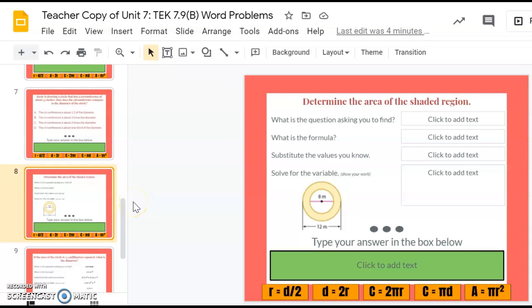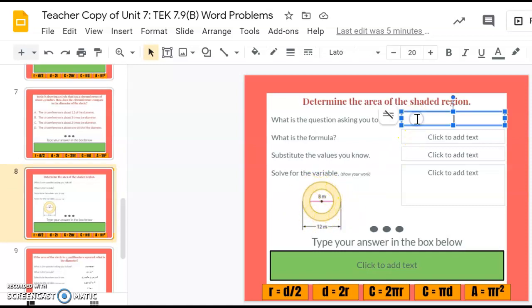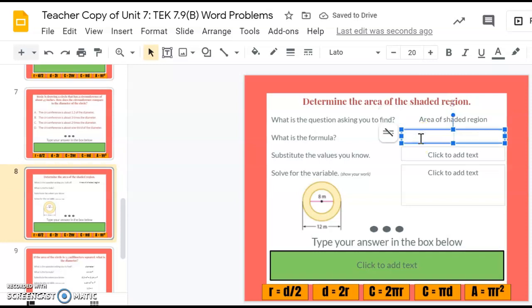All right, so this problem may look a little complicated, but it really isn't because you guys have done this before. You need to determine the area of the shaded region, so just the yellow part. So what is it asking for? Area of shaded region or shaded area. All right, so what's the formula for area?